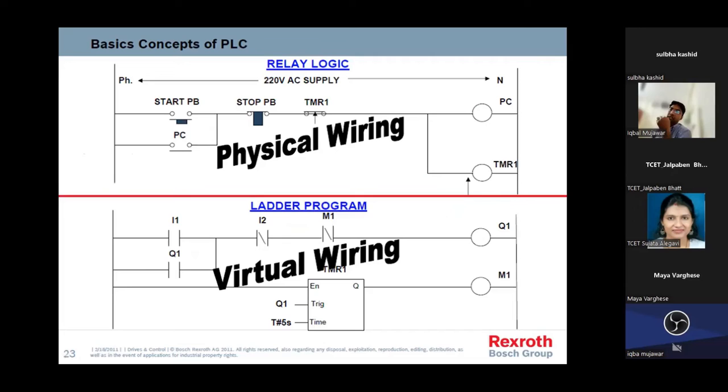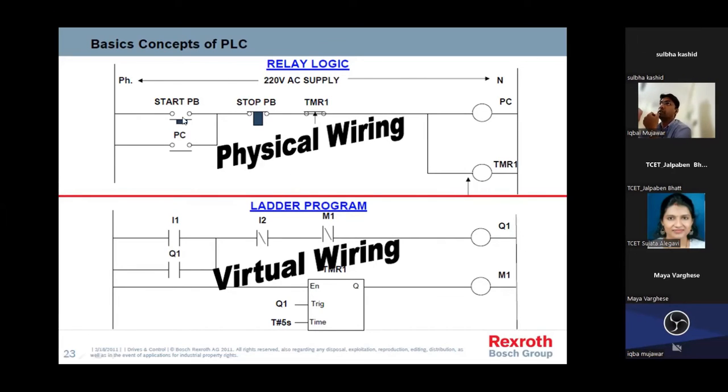Now here on the screen you can see two diagrams. Ultimately we can see the function is the same, similar kinds of input and output devices are there, but the diagrams are changed. Why are the diagrams changed? Because the first is a physical wiring relay based circuit, what I explained previously, relay logic, and here ladder logic is there. You can say it's a little bit similar, only the symbols are different.